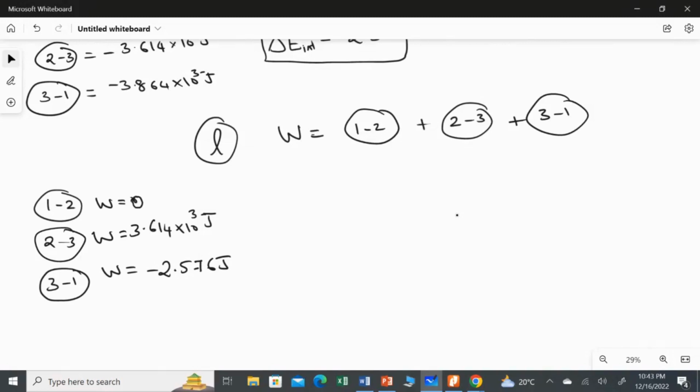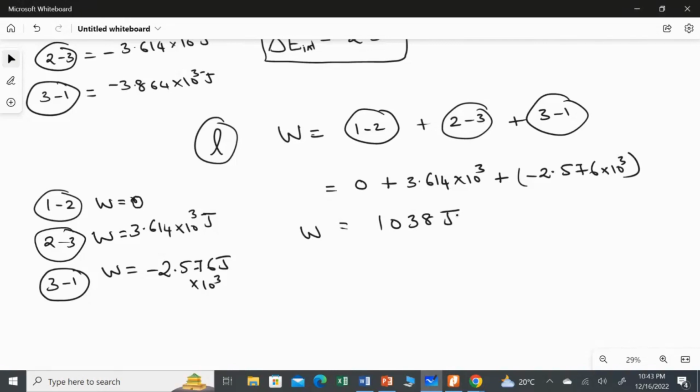Now I am going to add all of this. For state 1 to 2 it's 0 work done. For state 2 to 3 we got 3.614 multiply 10 power 3, plus for state 3 to 1 the negative value, minus 2.576, multiply 10 power 3. I forgot to say multiply 10 power 3. So if you add all these, for the full cycle the work done is 1038 joules. This is the answer for the last question. That's it. Thank you.